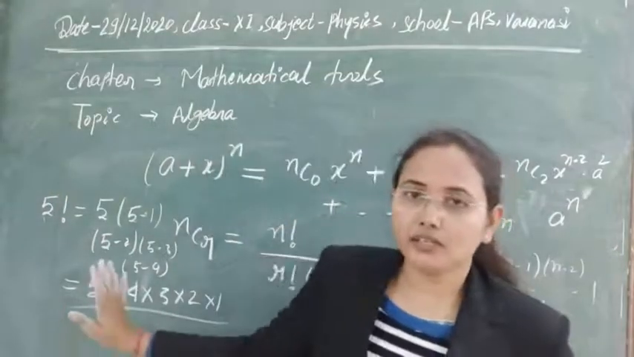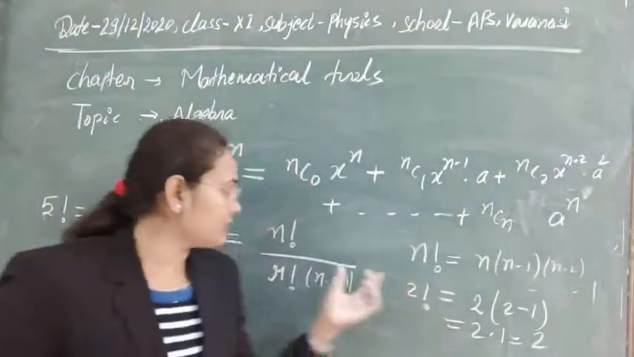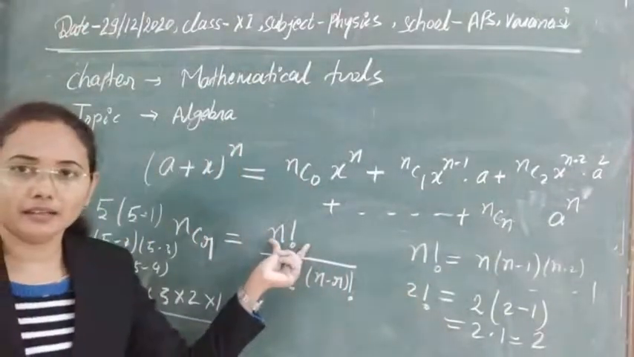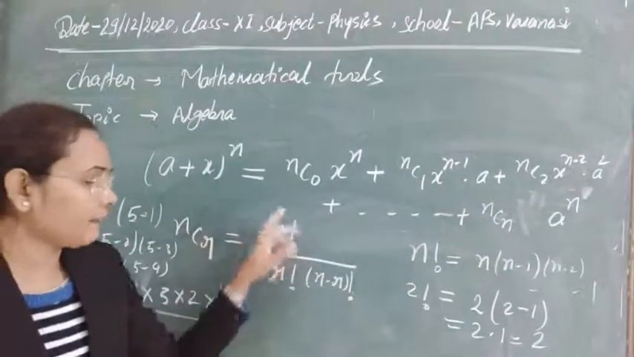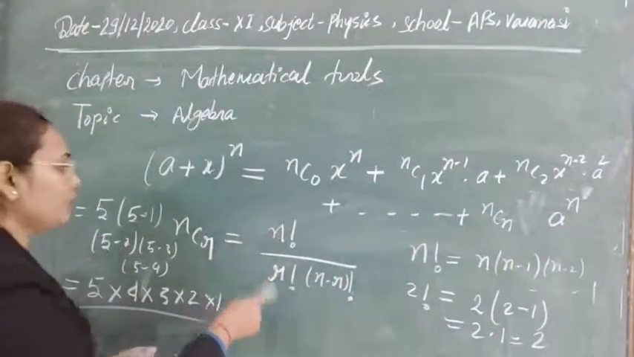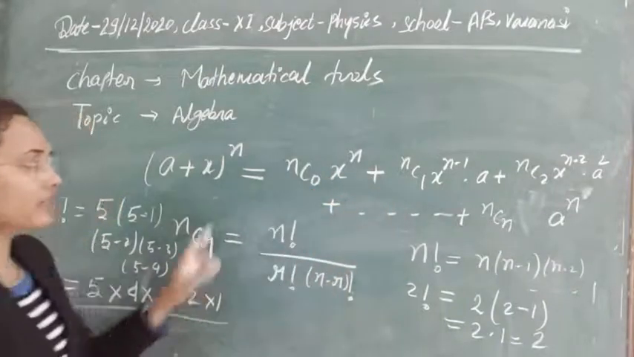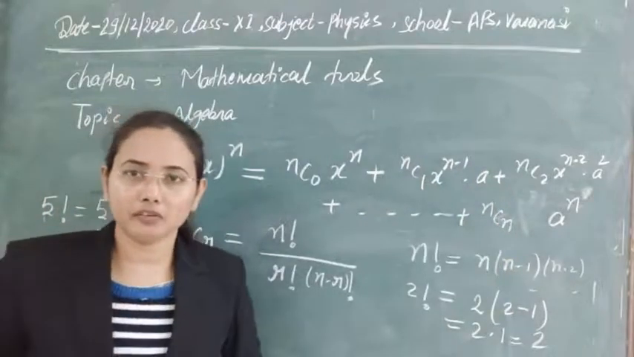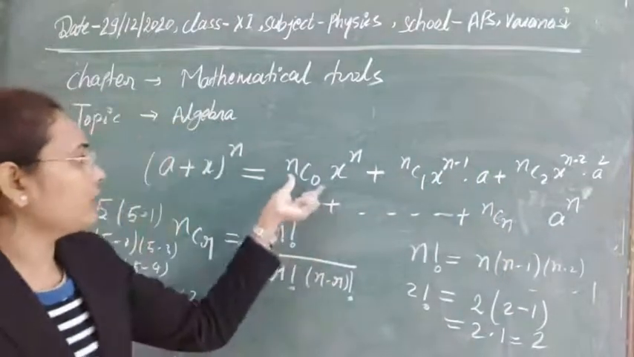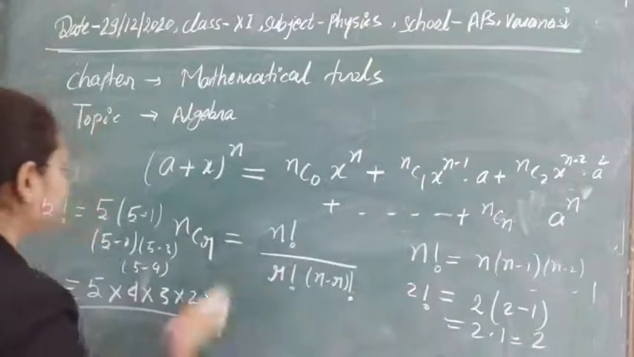So I think now there is no confusion about how to calculate the factorials here. Now I think you are able to calculate it. And now if you are able to calculate it, then with this formula you can calculate the value of NC0 and NC1, and with the help of it you can expand any power series. So let's see how you can calculate NC0 and NC1. One or two examples, let's see that.